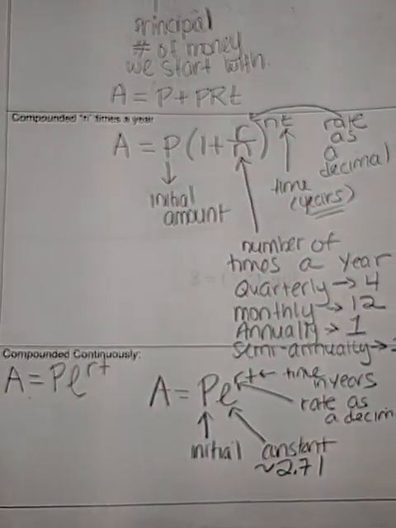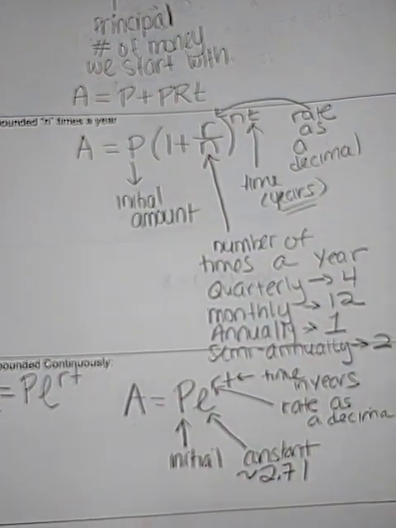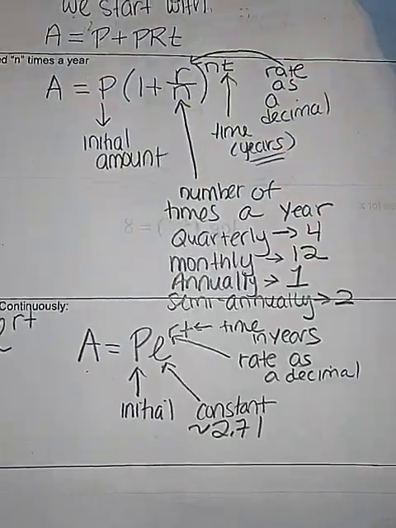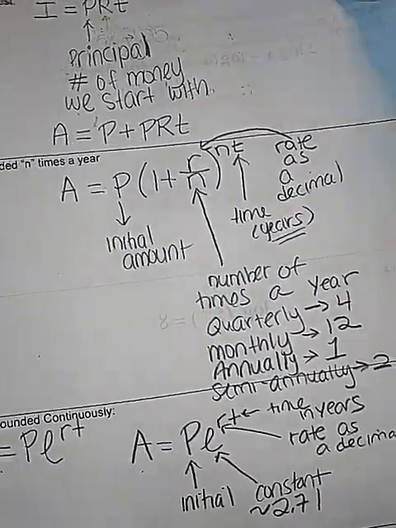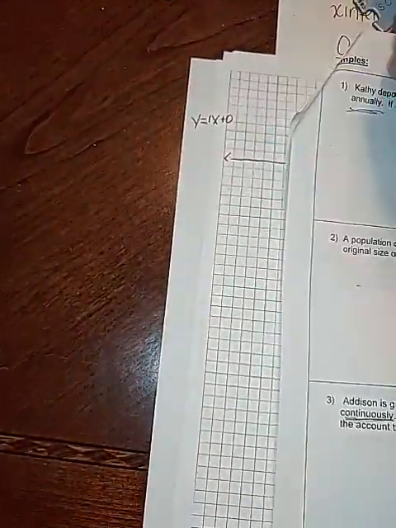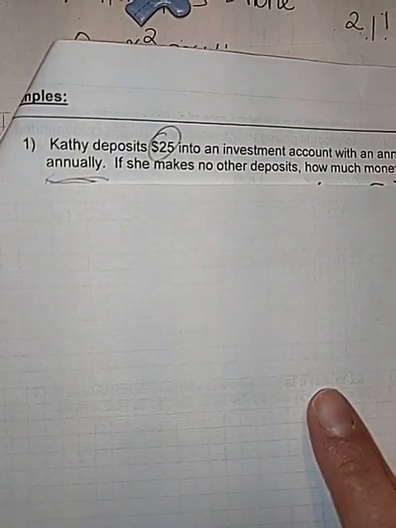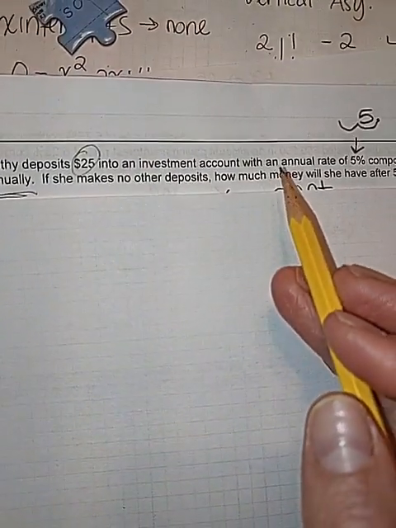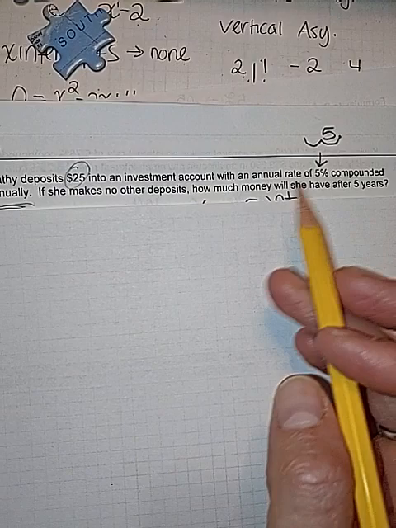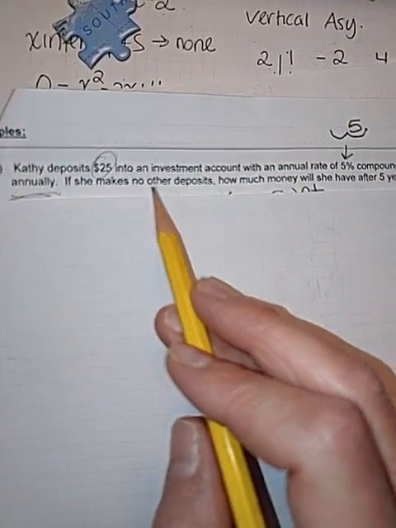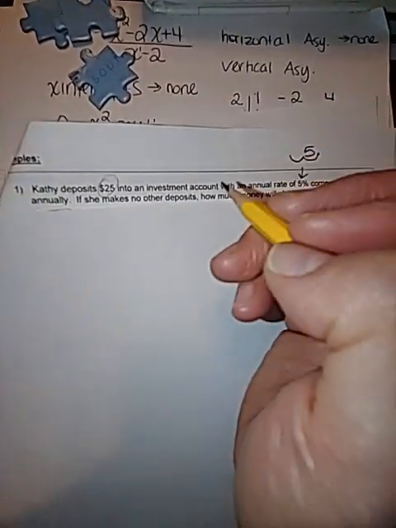All right, so let's look at a couple questions involving money and using the interest rate. If you flip to the next page, page 5, we'll look at the first question. The first question says, Kathy deposits $25 into an investment account with an annual interest rate of 5% compounded annually. She makes no other deposits, I should say withdrawals too. How much money will she have after 5 years?